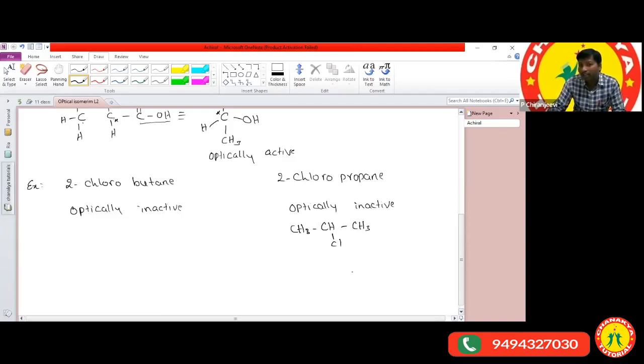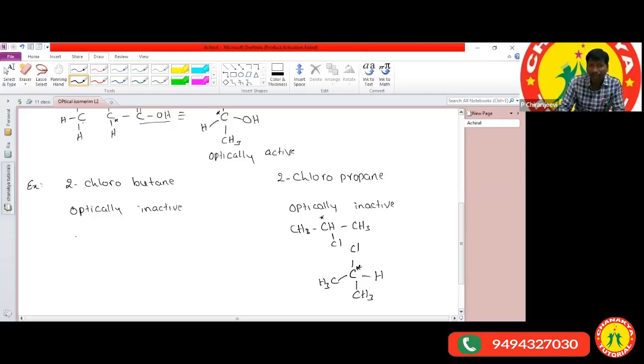If you write it clearly, I am taking the second carbon atom here. In this one, the second carbon atom is attached with the chlorine. One side it is attached with the methyl group, another side it is attached with the methyl group, and another is hydrogen. So this is optically inactive. Sir, how are you telling that this one is optically inactive? Here the second carbon is attached with identical atoms. Whenever it is attached with identical atoms, it becomes optically inactive.